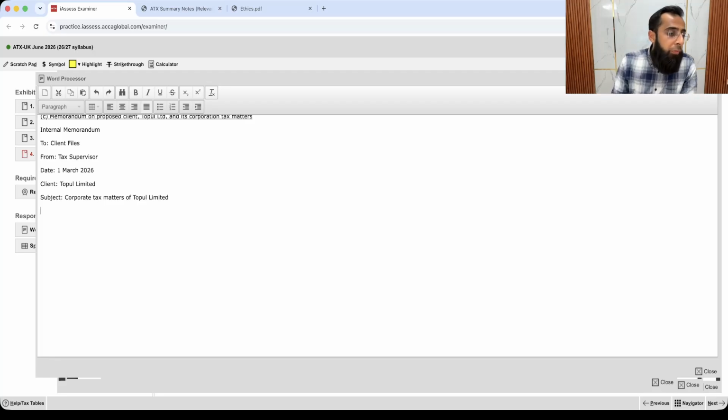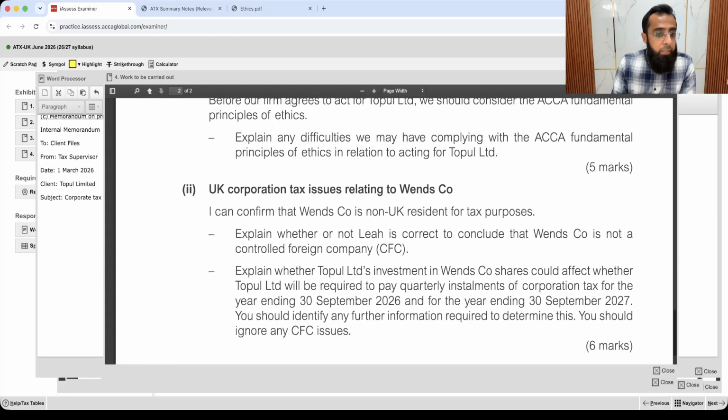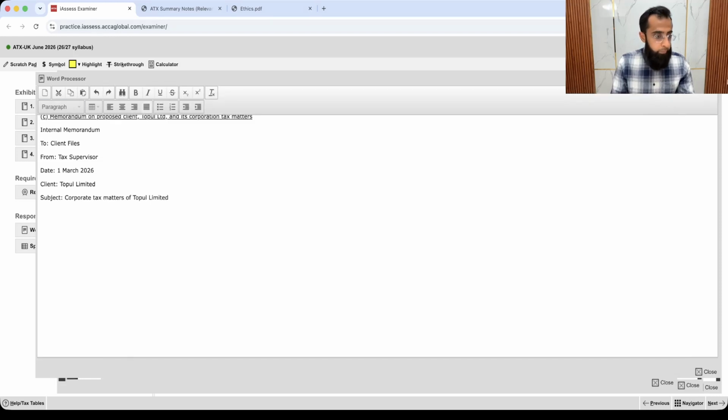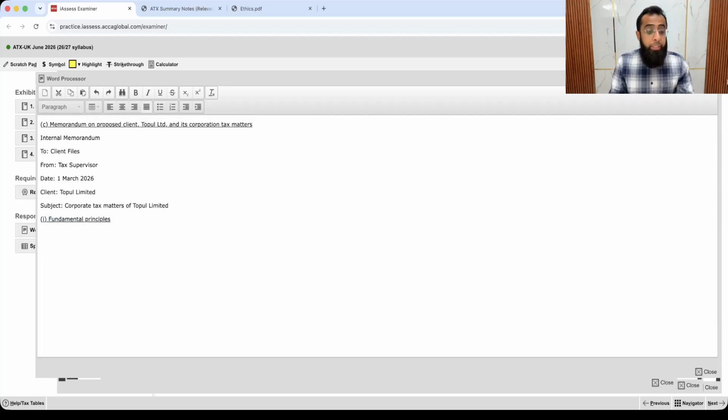Okay. Now the first requirement which he has asked is relating to fundamental principles of ethics. So here we go. An easy 5 marks requirement. Whenever we have a requirement relating to ethics, I always say that it's a very easy score which you can gain. Okay. So now let's start drafting it.